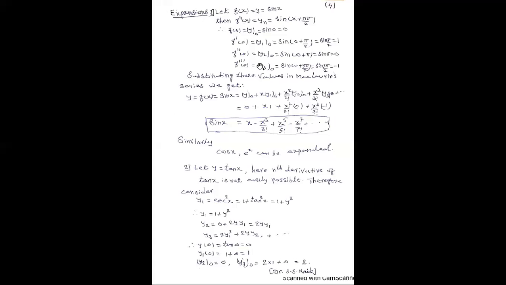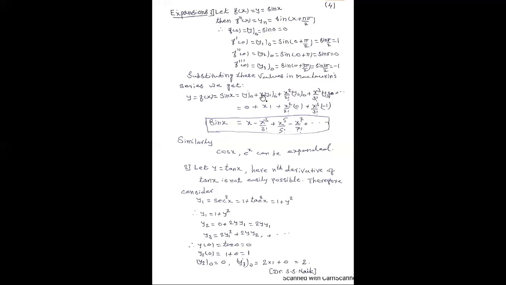Then these values you can substitute in the Maclaurin series. What is that Maclaurin series? Y is equal to f of x is equal to sin x is equal to y of 0, plus x y1 of 0, plus x square upon 2 factorial y2 of 0, plus x3 upon 3 factorial y3 of 0, plus and so on. This is the Maclaurin series for f of x. Then y of 0 is equal to 0. That is the first value, already we have proved this: f of 0 is y of 0 is equal to 0. So the first value is 0. This is y1 of 0, so y1 of 0 is equal to 1.